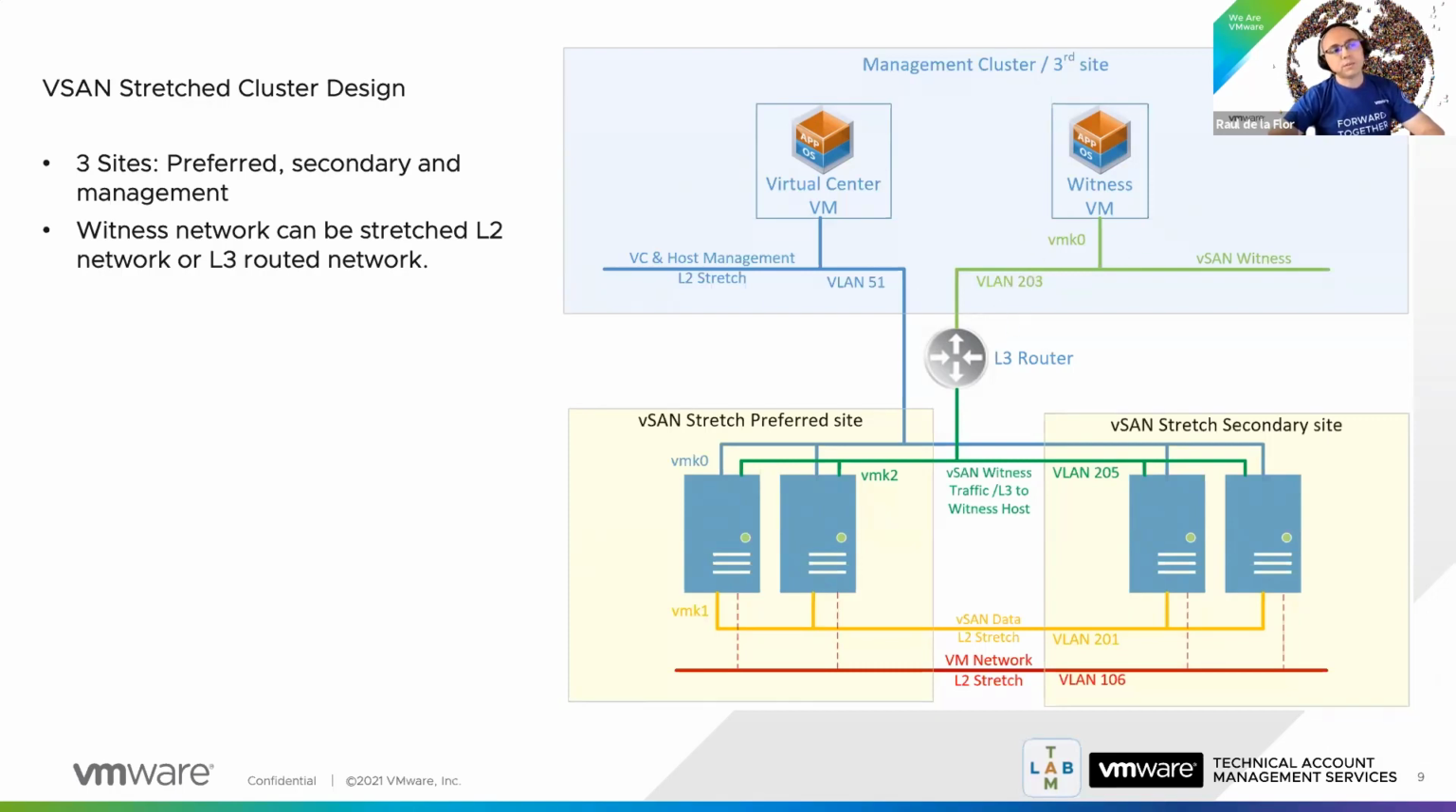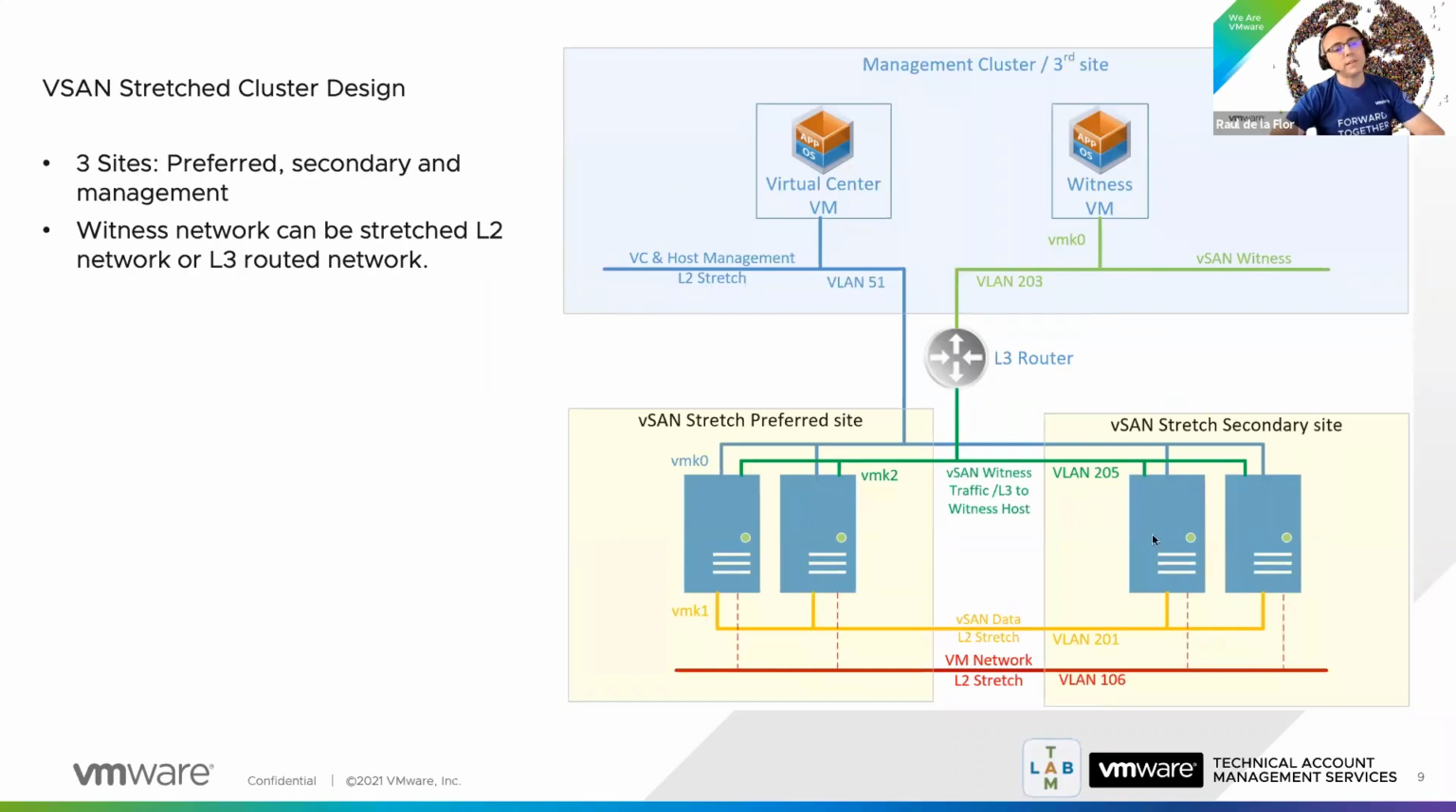To avoid this kind of situation, we have a witness. Usually we deploy a witness VM appliance, and that should be on a different site. And this is how my lab is. On one side, I will have the vCenter virtual machine and the witness, and then I will have two other sites with 4 ESXi hosts on each side.